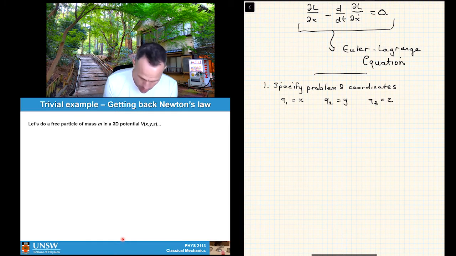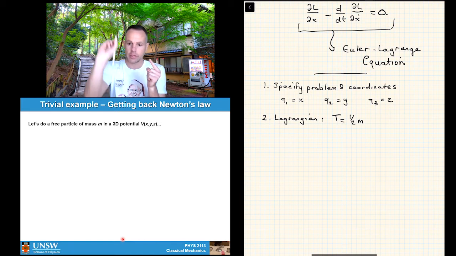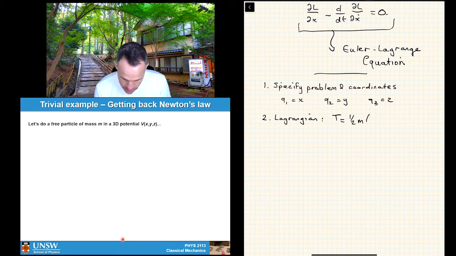Okay. So the second part is we need the Lagrangian. And that means we need to know what the kinetic energy is. And the kinetic energy here is pretty simple. It's a half mv squared, and of course v has components in x, y, and z. So it's just going to be x dot squared plus y dot squared plus z dot squared.